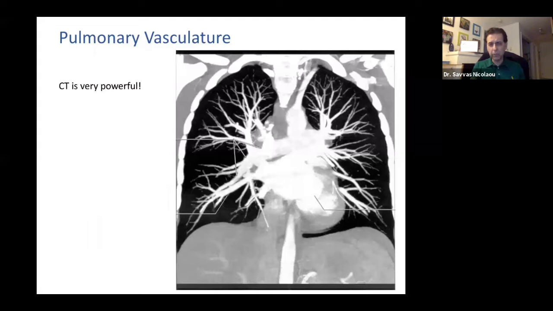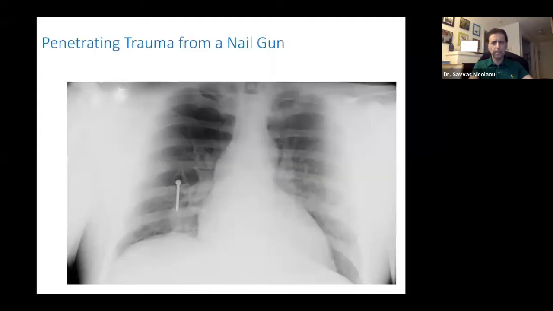We can also look at the pulmonary vessels, as you can see in this particular example. Very powerful analysis, looking for pulmonary emboli or clots within the pulmonary lungs, or we look for dissections, tearing of the lining of the aortic wall, implicating an aortic dissection, which is a surgical emergency.